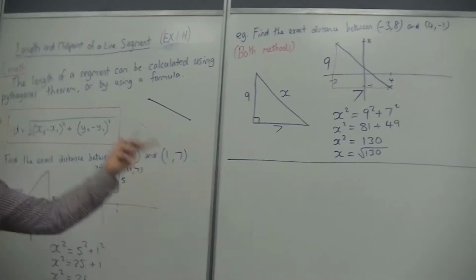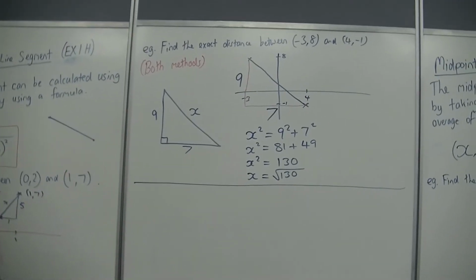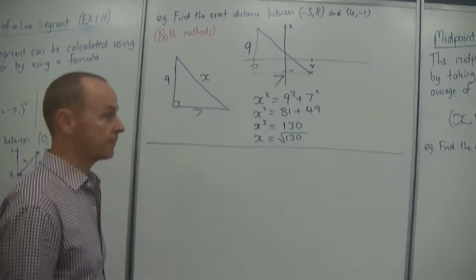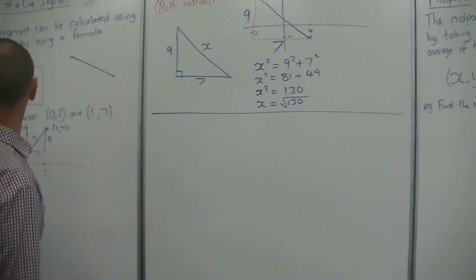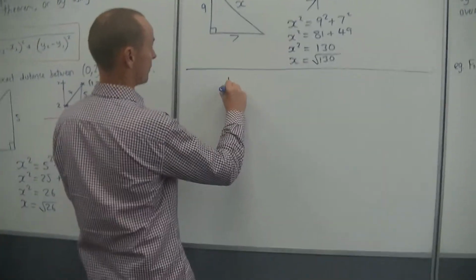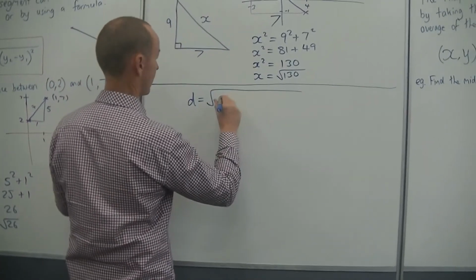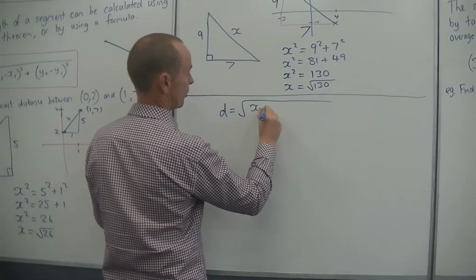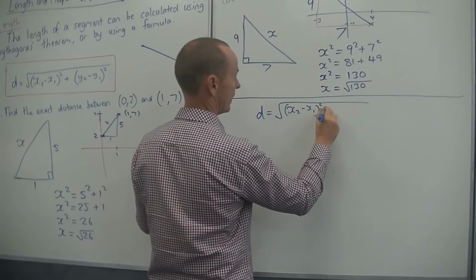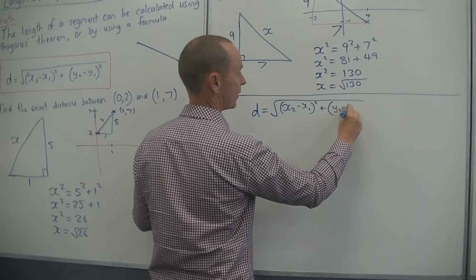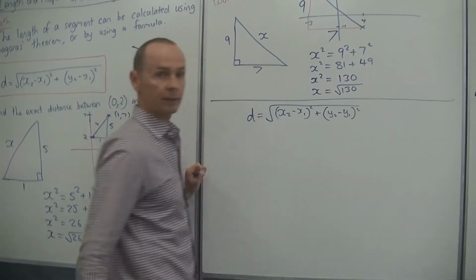You can copy that down if you want. Pause it, and then, great, let's do the next method. So here's our distance formula. I'm going to write the formula out. Distance equals square root of (x2 minus x1) all squared plus (y2 minus y1) all squared.